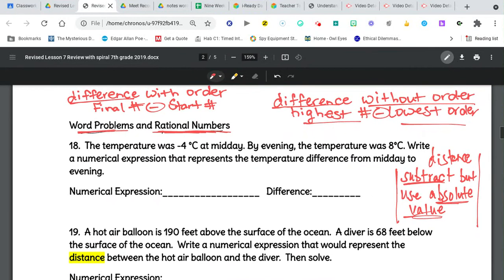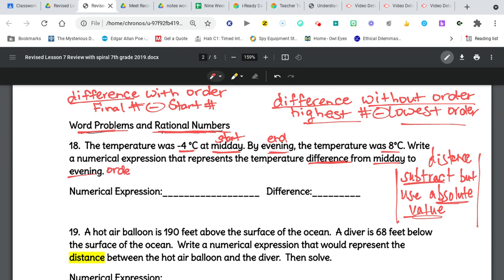All right, 18, it says the temperature was negative 4 degrees Celsius at midday. This is in the middle of the day. By evening, which is later, guys. So this is where it started, and this is where it ended. The temperature was 8 degrees Celsius. It says write an expression that's going to represent the temperature difference. I'm going to underline difference. And it says from midday to evening.